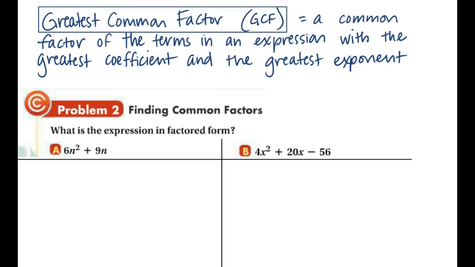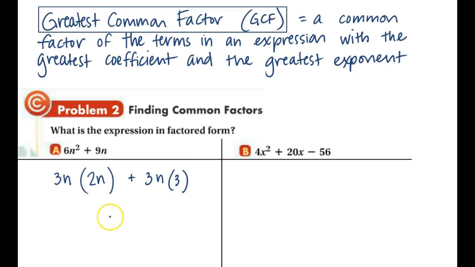of this expression. The greatest number in common between these two terms is 3, and for the variable, you can take out an n in each. So you want to take out the GCF, which is 3n, and then we're going to be factoring that out, putting it in front. So what do we need to multiply 3n by to get 6n squared? Well, that would be 2n. And what do you have to multiply 3n by to get 9n? That would be 3.